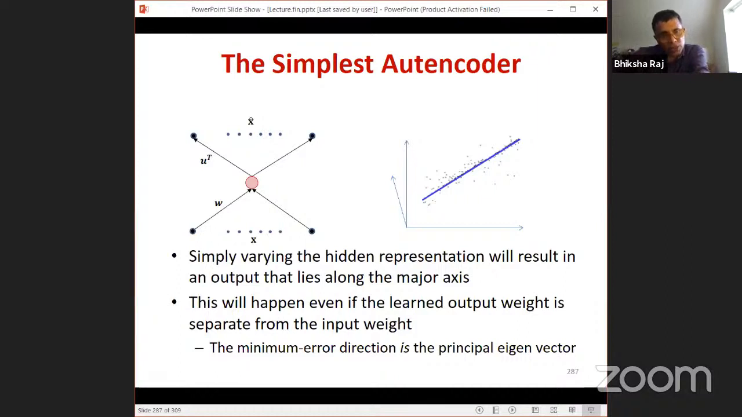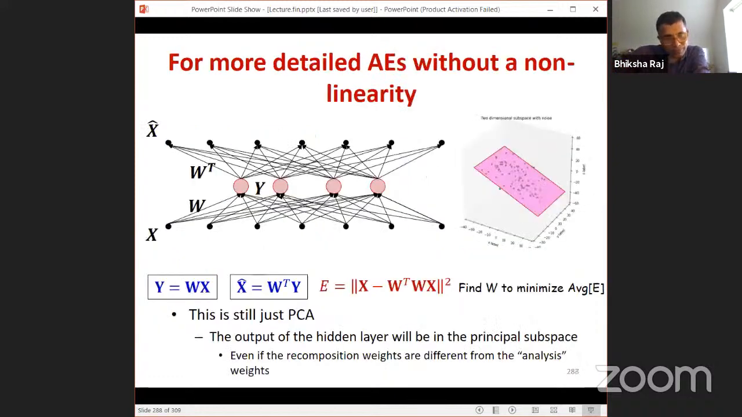Now, this is going to happen even if these two weights are different. If I have one set of weights going in and a different set of weights coming out, the reconstructed output is always going to be some scaling of U. So it's always going to be a hyperplane. And so if I train this network to minimize the error between X hat and X, this U is always going to find me the principal axis of the data.